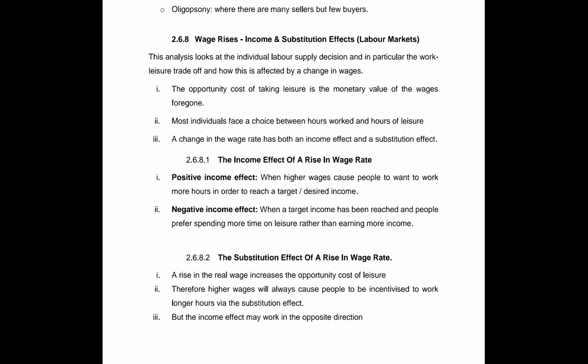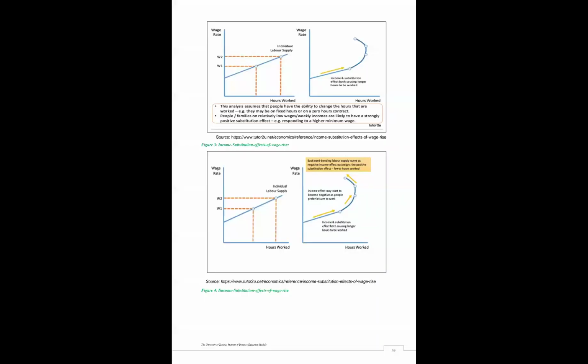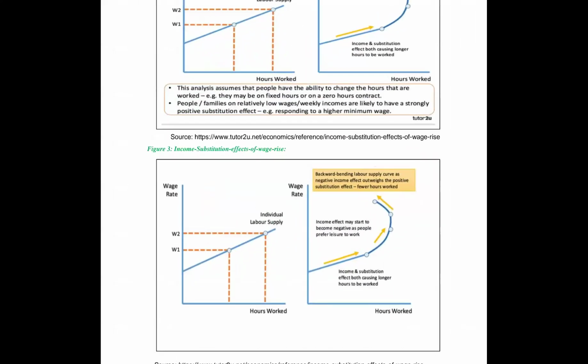So the substitution effect of a rise in the wage rate is really, really important. The substitution effect is that a rise in the real wage should increase the opportunity cost of what? Leisure. Therefore, a higher wage will always cause people to be incentivized to work longer hours, right? But the income effect may work in the opposite direction, and this is what we've just discussed. And this is what we are trying to show you.